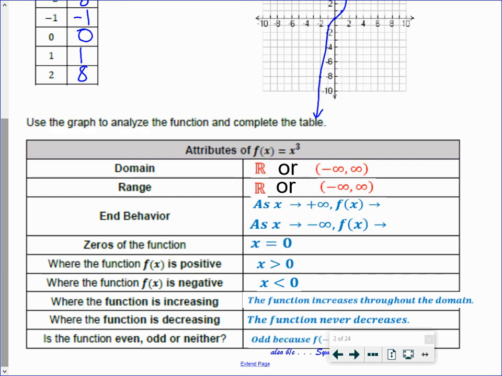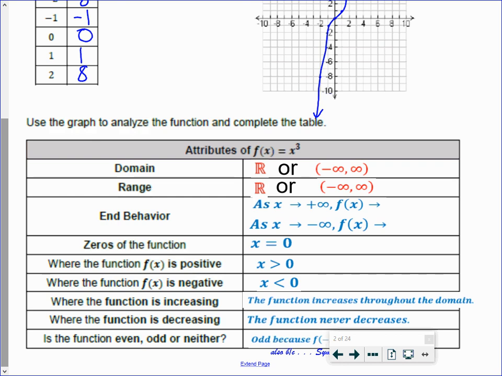So the attributes of the parent function f of x equals x cubed. The domain is all reals. This fancy R means all real numbers, or all x values from -infinity to +infinity. The range is all real numbers, or all y values from -infinity to +infinity.